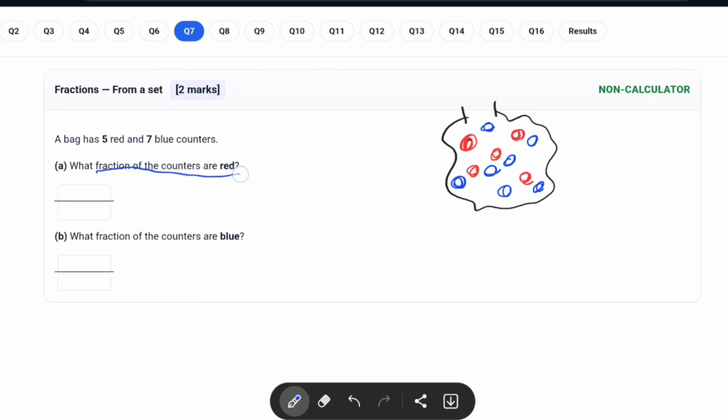Well, as you can see, only 5 of them are red. So 5 over, and then I'm counting how many I have in total. 5 plus 7 is 12. So 5 of them are red over 12 in total, and that's it. So what do you think the blue one will be?